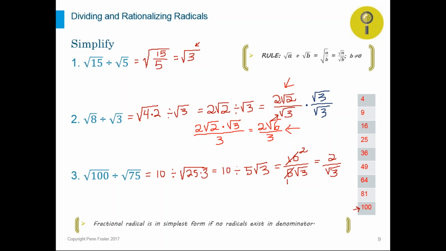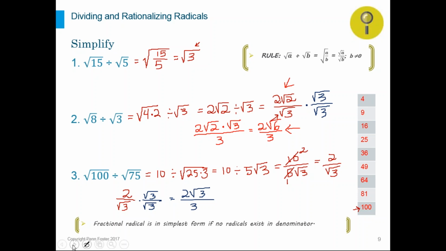Now I need to look at this answer. This answer is not in simplest form because I have a radical in the denominator. What should I do? I'm going to rationalize the denominator by multiplying top and bottom times the square root of 3 over the square root of 3. So multiply, that would be 2 square root of 3, and then the square root of 3 times itself will be 3. And that would be your final answer. Any questions?